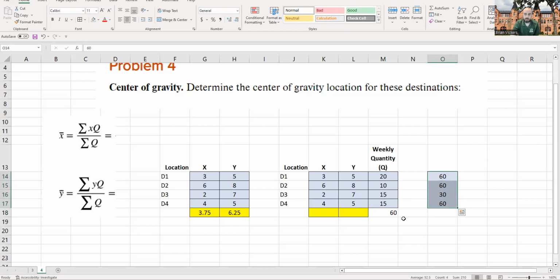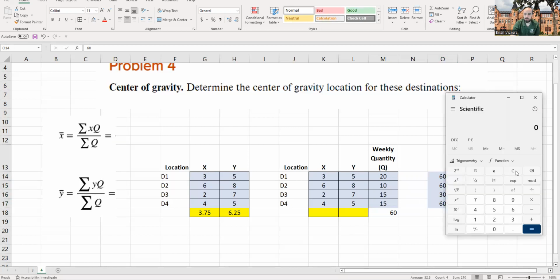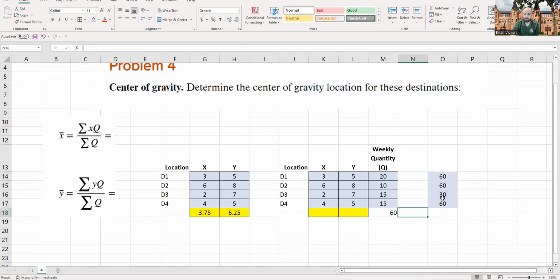Okay. So we're at here. Now we need to sum these numbers together. So we've got 60 plus 60 plus 30 plus 60. It's 210. Remember the 210 we got earlier from our sum product function? So we have 210 for this sum. And then, on the top, we've got the sum of all of our x coordinates times our quantities, and then we're going to divide it by the sum of our quantities. So now we're going to take 210 and divide it by 60.